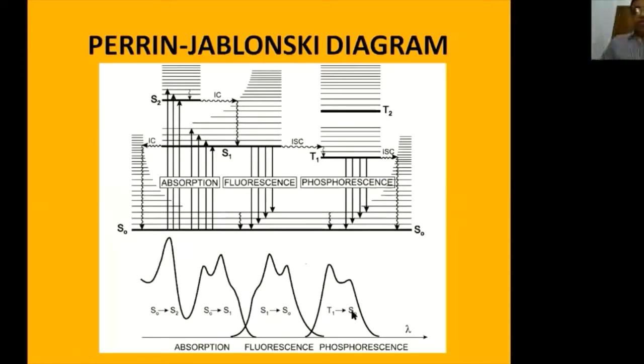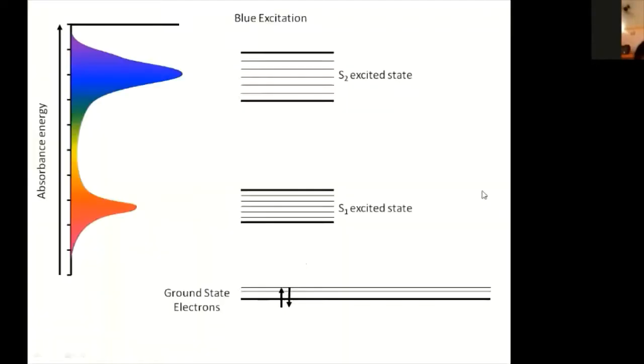Basically that was given in terms of time representation. Here it is modified to give the energy position of all these spectral observations of the absorption, fluorescence, and phosphorescence. This is the diagram. One can use it to represent the absorption, fluorescence, and the phosphorescence.